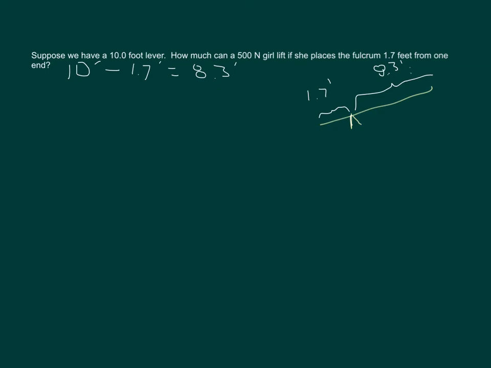How much can she force it? Well, if she only weighs 500 newtons, then that has to be the force. So let's say she pushes or sits right here on this end. She can only push down with 500 newtons. Now how do we work it? Well, we know that torque 1 is equal to torque 2. And what is the torque? It's the perpendicular force times the distance, and that's equal to the perpendicular force of number 2 times the distance.